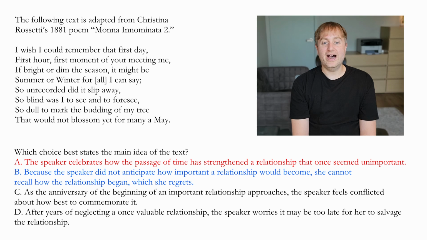Because the speaker did not anticipate how important a relationship would become, she cannot recall how the relationship began, which she regrets. Now this is an answer that matches our prediction almost perfectly. It includes the idea that the speaker doesn't remember her first encounter with this person, and it also includes the element that she feels bad about it. She wishes she could remember that moment. Therefore, we can pick answer B with confidence and move on to the next question.